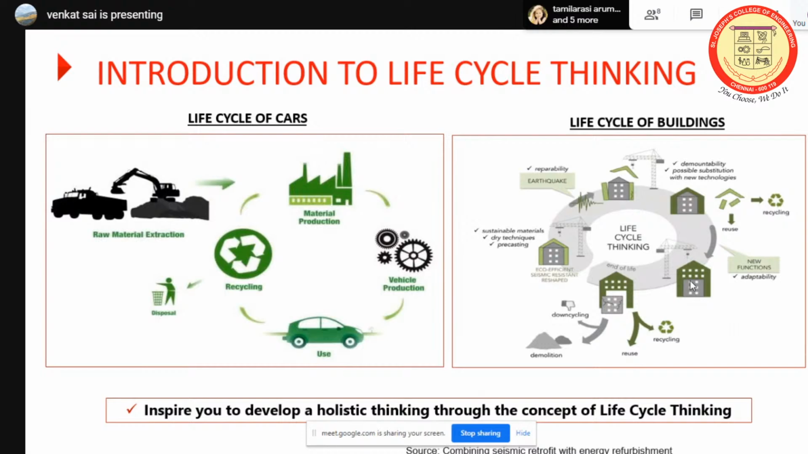And this is what I want to do. This is what I wanted my key takeaway message to be at the end of this particular concept. I wanted to inspire you to develop a holistic thinking through the concept of life cycle.